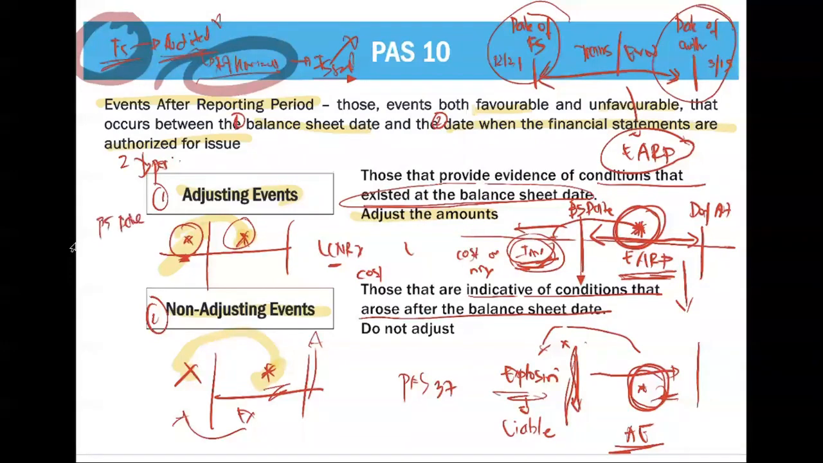So for example, in our first example, the inventory cost is 500,000, but you learned the NRV is 300,000. You now adjust the inventory. You should adjust it at 300,000. Okay? Adjusting event. When we say non-adjusting event, of course, you do not adjust. So PAS 10, events after reporting period. When should that event happen? The event should happen in between the date of financial statement and the date of authorization. And also, you should look whether that event is considered adjusting or non-adjusting.